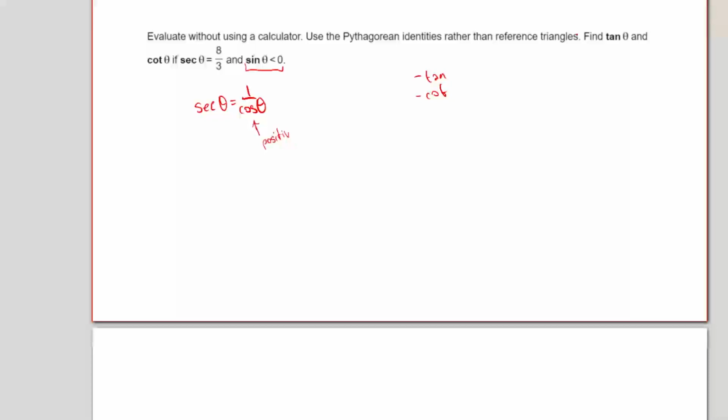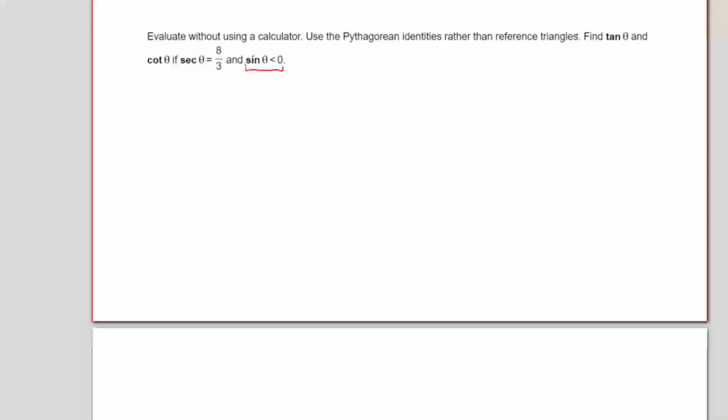All right. So that means that if we have cosine being a positive value, then tangent, which is sine over cosine, with sine negative and cosine positive, will be negative. And the same goes for cotangent. I will let you guys figure out the reasoning for that, but we have to just remember that we have two negative values. Okay. So now, what trigonometric property will we use here?